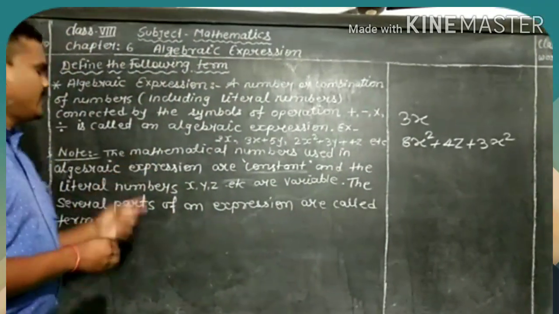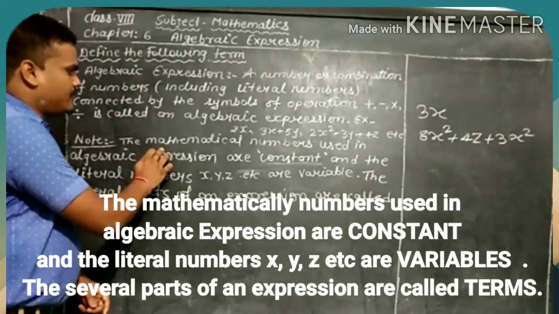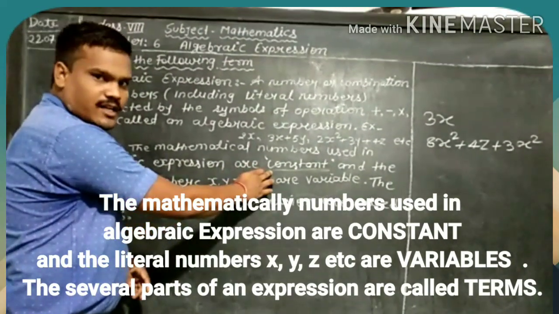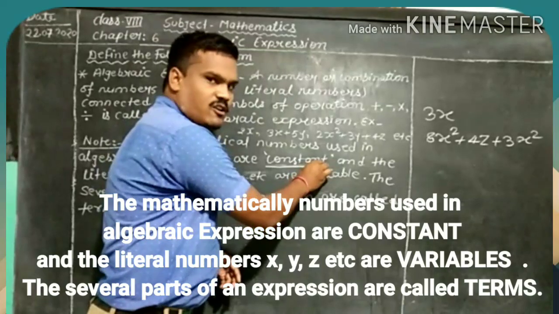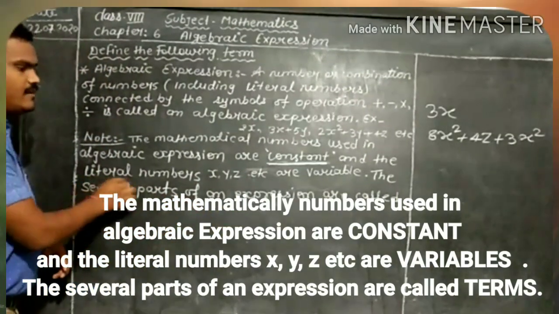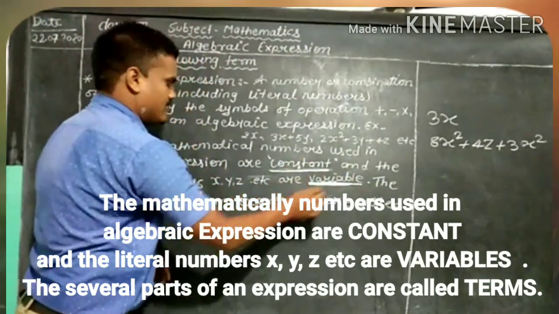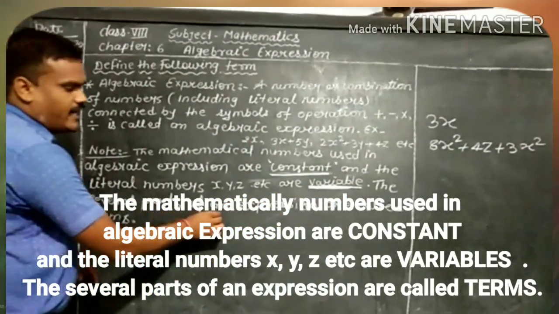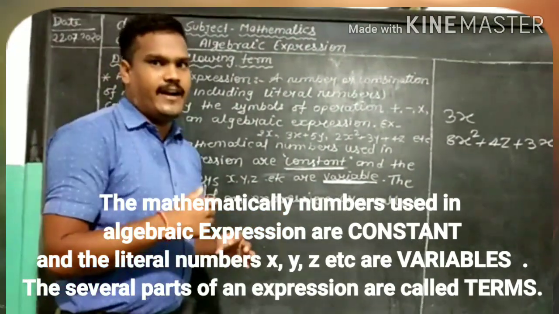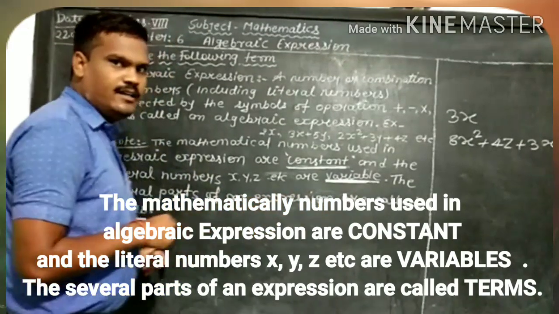So let us see the next term. Note the mathematical numbers used in an algebraic expression are called constants. What is a constant? We shall discuss again. And the literal numbers x, y, z, etc. are called variables. The several parts of an expression are called terms. So we have to understand the meaning of three terms: constant, variable and term.